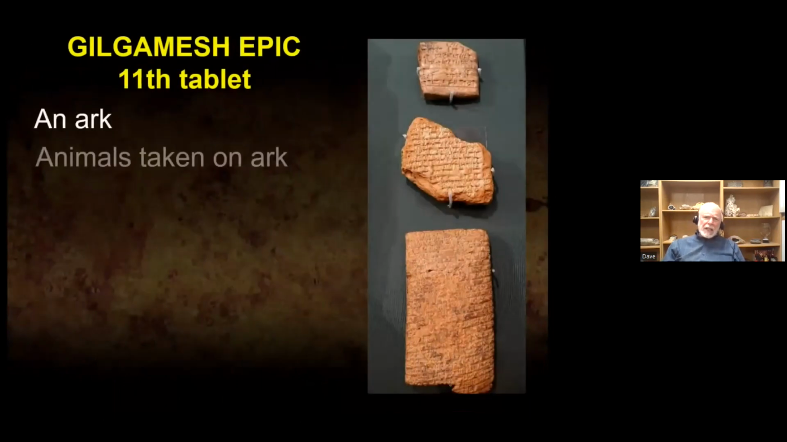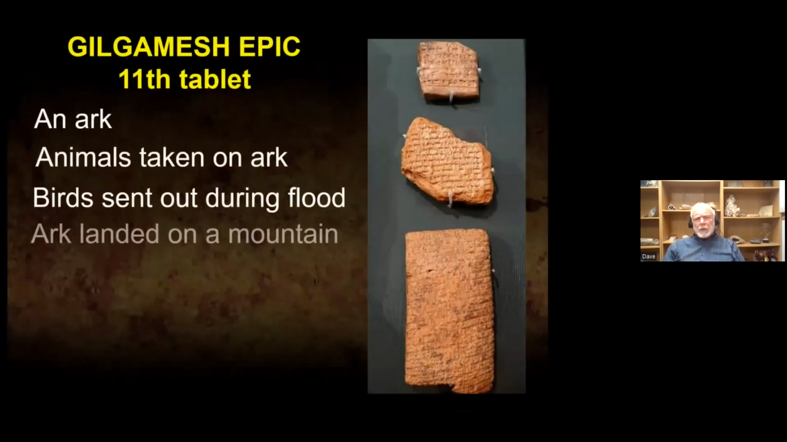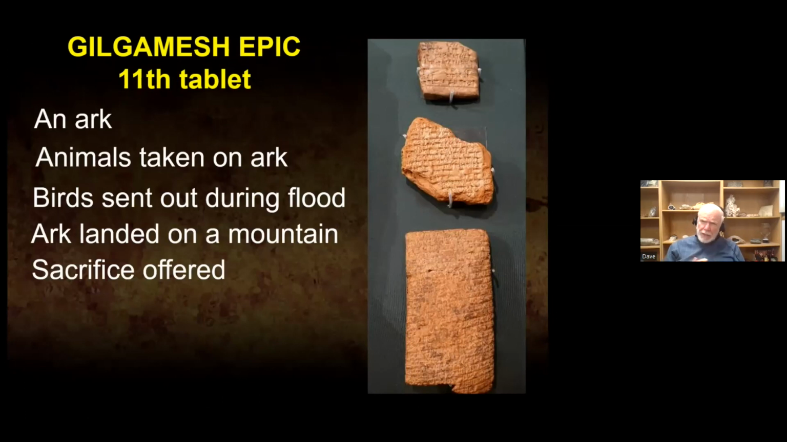What I like is the Gilgamesh epic, the 11th tablet. It talks about an ark, animals taken on board the ark, birds sent out during the flood, the ark landed on a mountain, and a sacrifice was offered. If you know the biblical text, you say, wait a minute, that's what it says in Genesis chapter 6 to 8, right? You can actually read it.